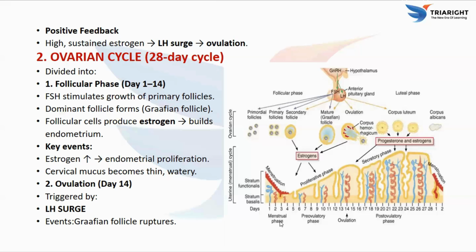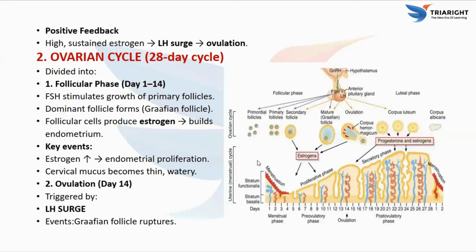So next is ovulation, which occurs on the 14th day of the menstrual cycle. Ovulation is the release of the mature egg from the ovary. This is triggered by the LH surge, a sudden huge increase in the luteinizing hormone. So what happens during ovulation? The Graafian follicle ruptures, and the ovum is released into the fallopian tube. This is the most fertile day of the cycle.